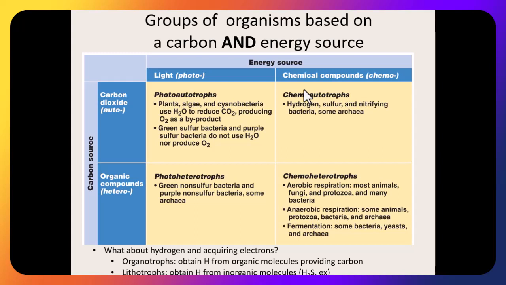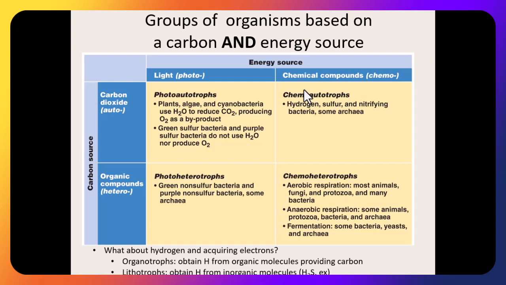Now, the hydrogen, I don't even give it a slide. I give it a little blurb at the bottom of this slide. Where do organisms get their hydrogen? Two ways. If you're an organotroph or a lithotroph. An organotroph gets its hydrogen from organic molecules, and an organic molecule means it's carbon-based. So if you're an organotroph, your hydrogen molecule comes from your carbon molecules.